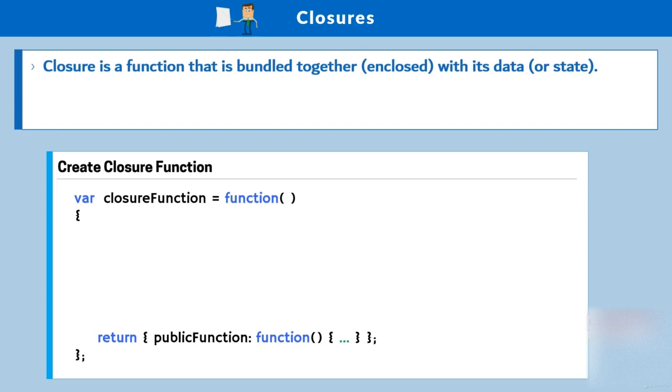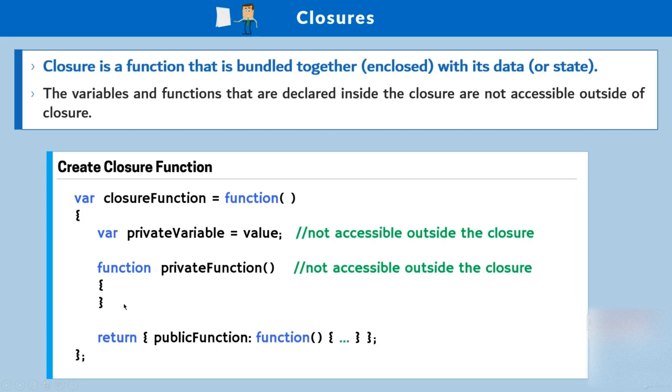In order to implement closure, suppose we have a function. Inside this function, let's try to create some variables, or you may create some functions. By default, the variables or functions that are created inside the function are accessible inside the same function only and cannot be accessed outside the function. And this function must return an object that contains a set of functions, and this object is called a public object, which contains the data or functions that can be accessible outside the closure. So this function is the closure.